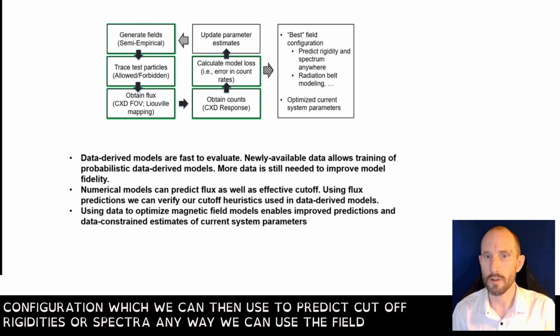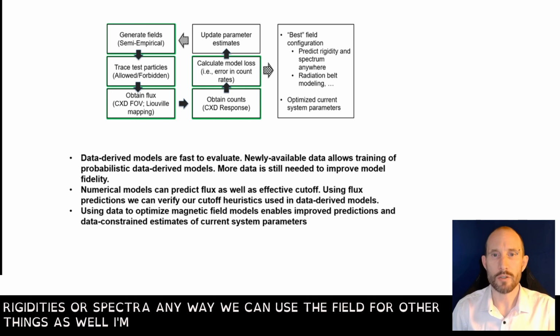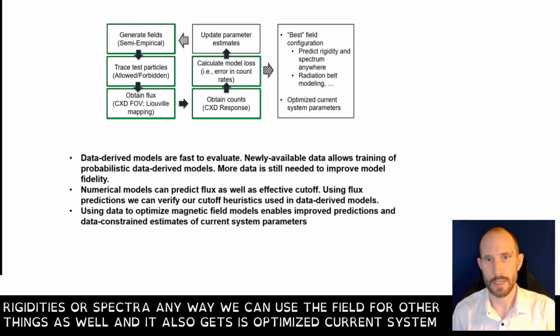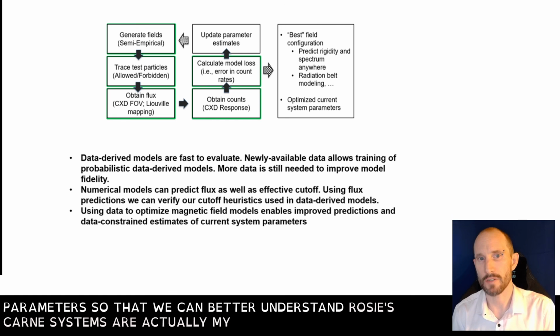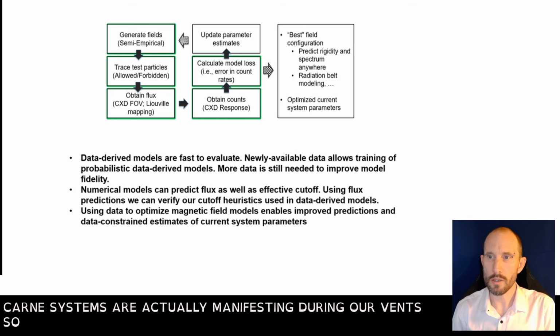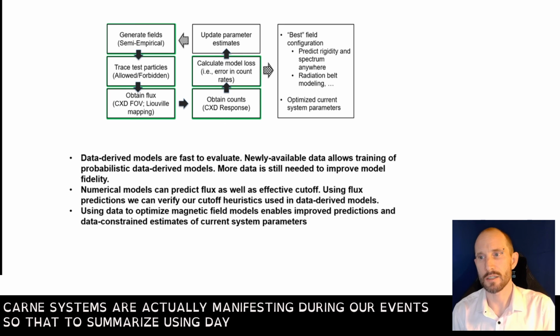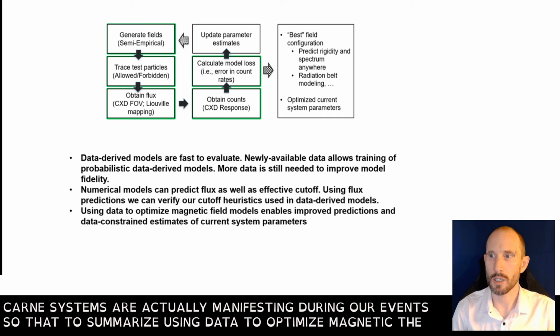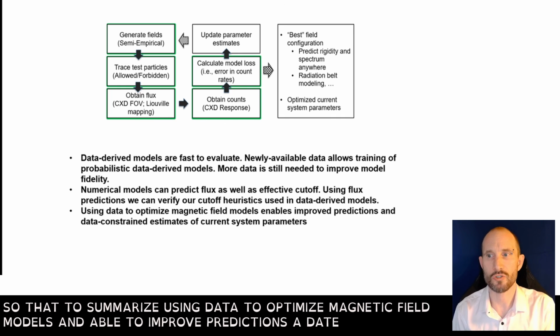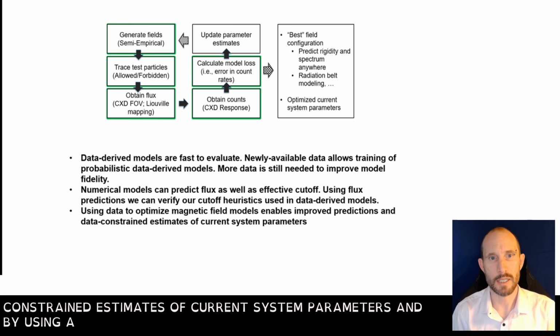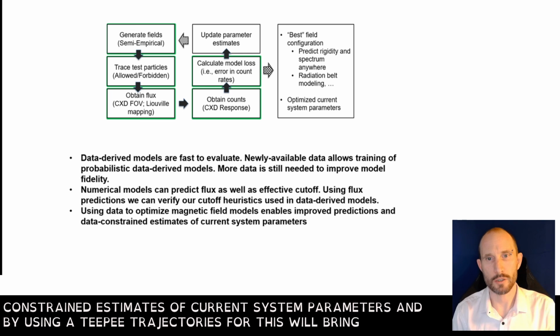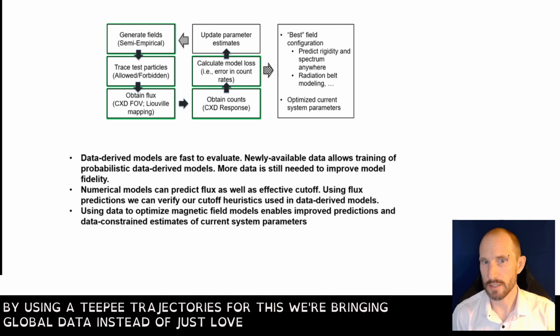We can use the field for other things as well. And it also gets us optimized current system parameters so that we can better understand how these current systems are actually manifesting during our events. So to summarize, using data to optimize magnetic field models enables improved predictions and data-constrained estimates of current system parameters. And by using SEP trajectories for this, we're bringing global data instead of just local data.